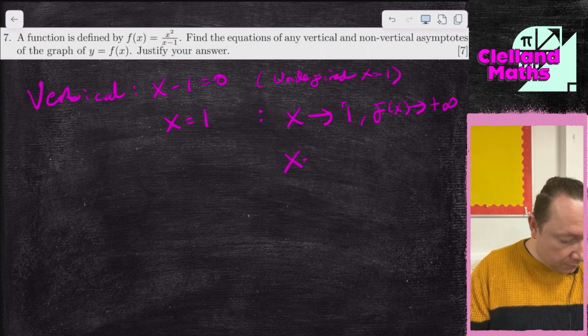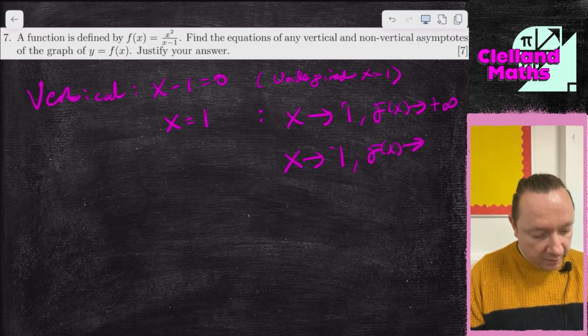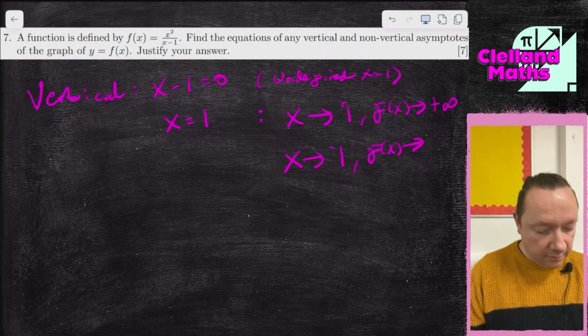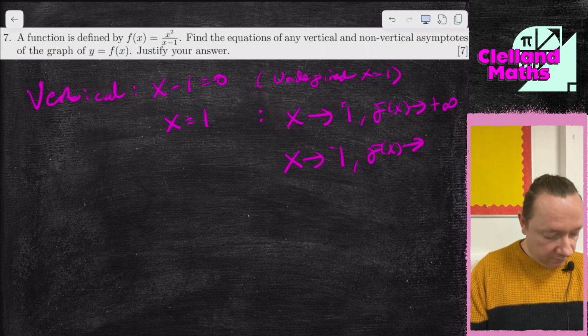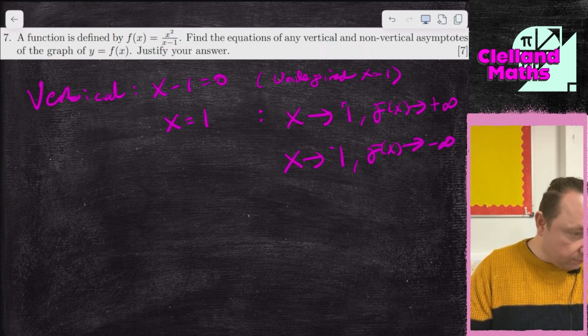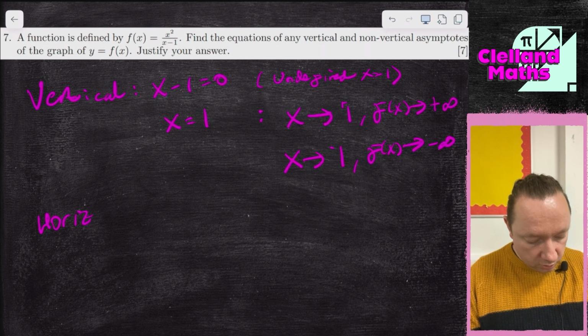And as x approaches 1 from the left, f of x approaches, again from the left-hand side of 1, like 0.9. 0.9 squared is a positive number, but 0.9 minus 1 is a negative number. You get negative infinity. And then horizontal or slant.